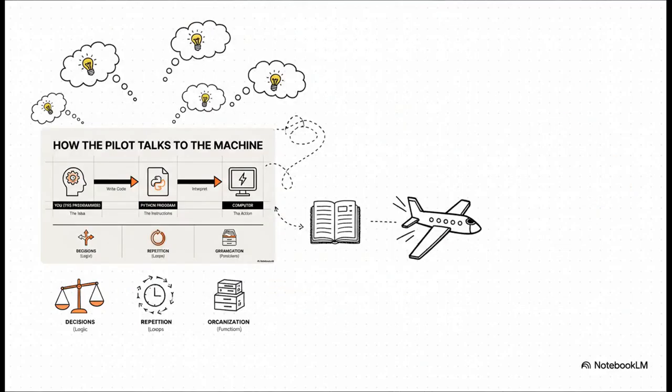So how exactly does the pilot talk to the machine? Well, it always starts with an idea. You take that idea, you write it down as instructions in a Python program, and then the computer takes action. And to get there, we really only need to master 3 core skills you see at the bottom: making decisions with logic, repeating actions with loops, and organizing all our instructions with functions. That's our flight plan. Let's get into it.